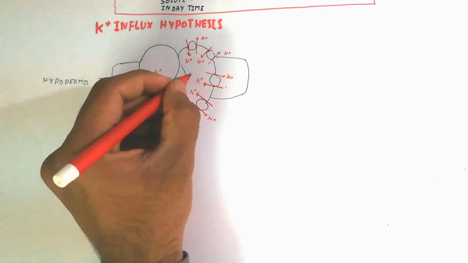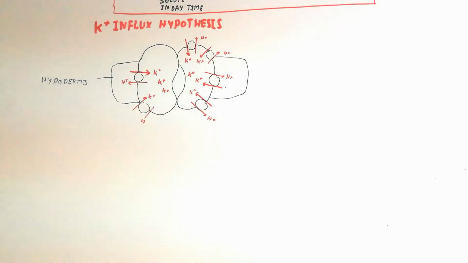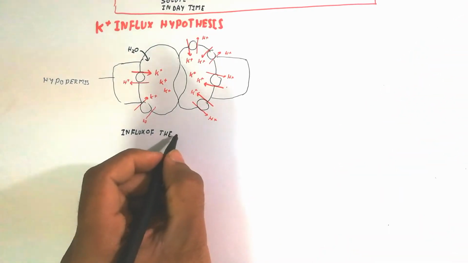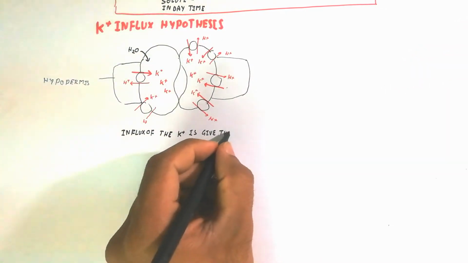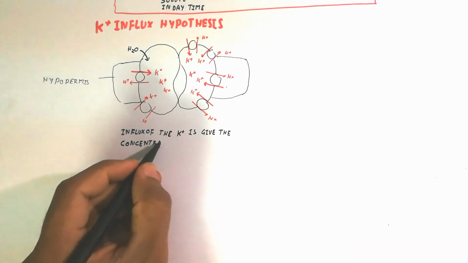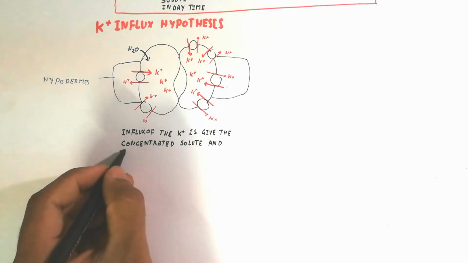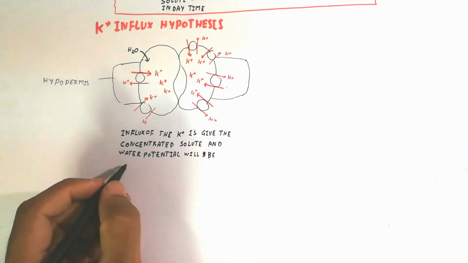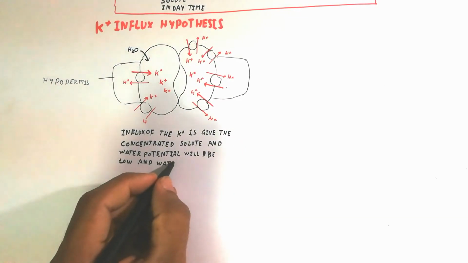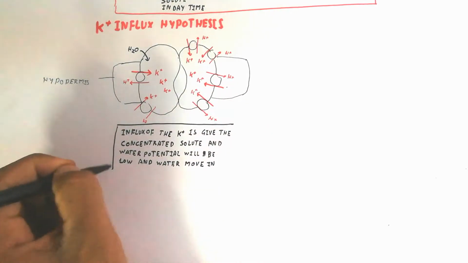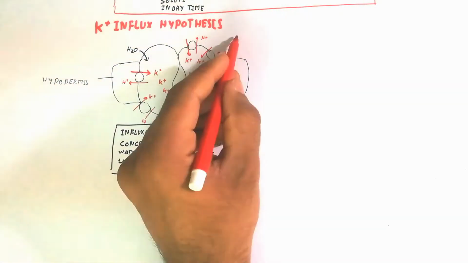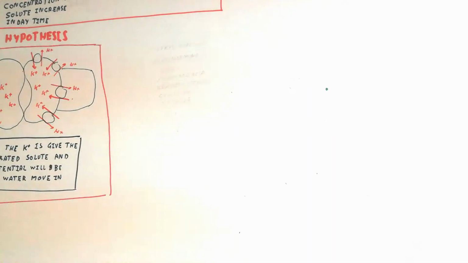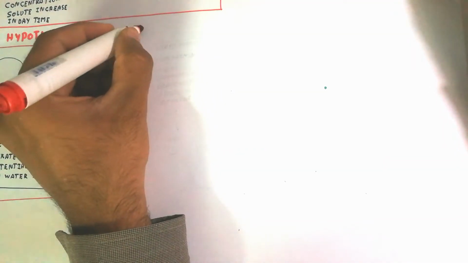In the potassium influx hypothesis, the potassium ion will enter into the guard cell, and hydrogen moves outward by active transport, with ATP used for it. The inward moving of the potassium will increase the solute concentration. So the concentrated solution will lower the water potential, and water moves inside.